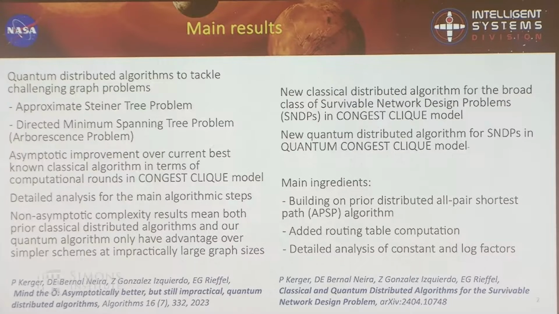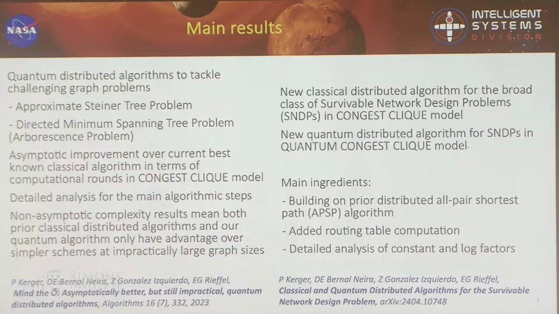In our first paper that came out last year, we found asymptotic quantum algorithms with asymptotic improvement in the number of communication rounds over the current best known classical algorithms in a certain model that I'll define. This is for the Steiner Tree problem and the directed minimum spanning tree problem. We built on prior results, particularly building a routing table that had not been needed in previous algorithms.